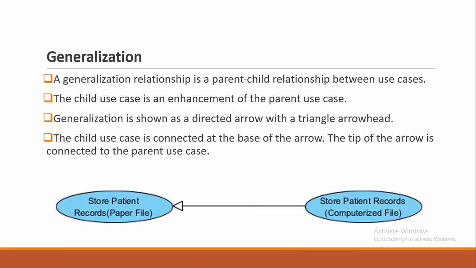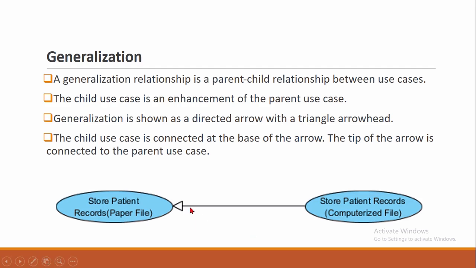Next we have generalization. Generalization represents a parent-child relationship. The parent use case is a general behavior. You can see here, patient record is a general behavior, and we have a child use case that is a specialized behavior. We have store patient record as a computerized file, and then store patient records as a paper file. So through the computerized file we create a paper file. This is one example.